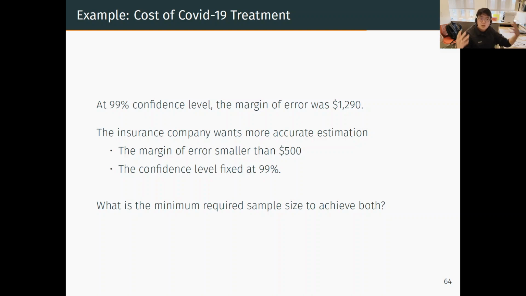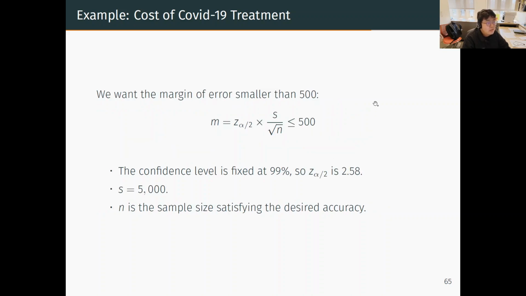Then what can we do? We need to collect more data, and then we are going to calculate the minimum required sample size to achieve both goals, to overcome the trade-off. Now it is about the margin of error. We would like to have a margin of error smaller than 500, so we have to satisfy this inequality, right? The margin of error will be given this way, and we need this to be smaller than 500, right? But at the same time, the confidence level should be 99%.